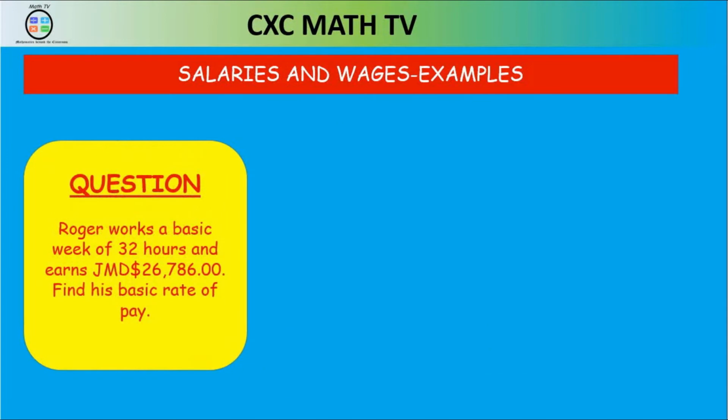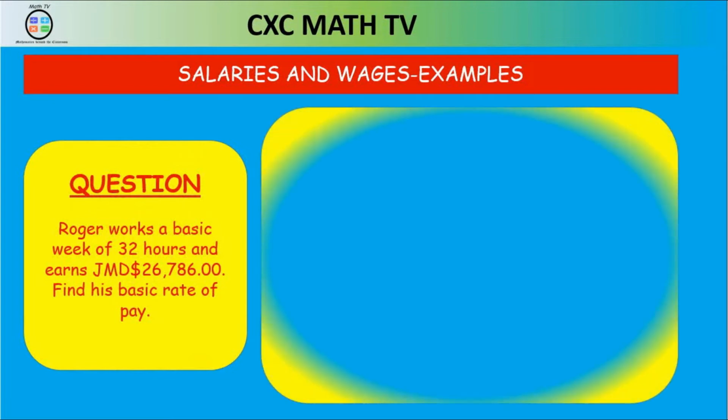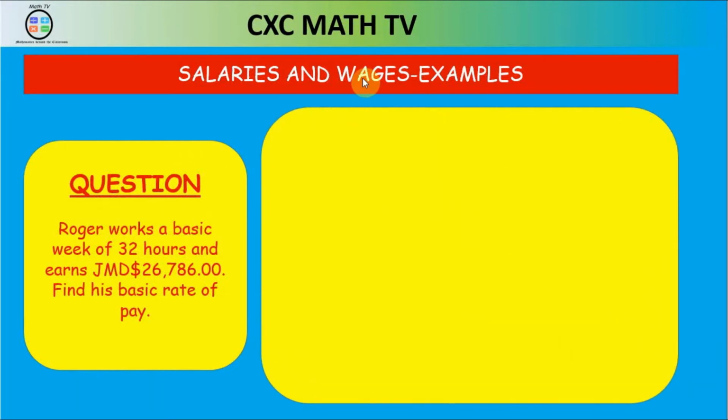All right, now here's another question of how they can give you it. As I said, you're going to have to get used to transposing the formula. So it says Roger works a basic week of 32 hours and earned $26,786. Find the basic rate of pay. So we need to work out his basic rate. As I said, you only need to know the one formula and then transpose it.